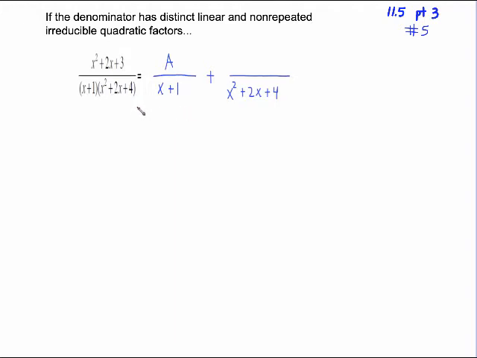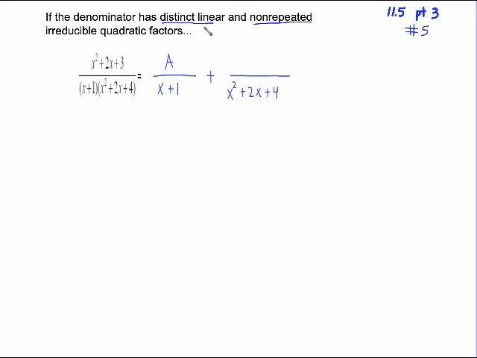This is Pre-Calc section 11.5, part 3 on partial fraction decomposition. This type is going to be distinct linear and non-repeated irreducible quadratic factors. Sounds complicated, but it really isn't that bad. This video will cover number 5 and number 6 in your packet. Let's look at what these two definitions refer to.